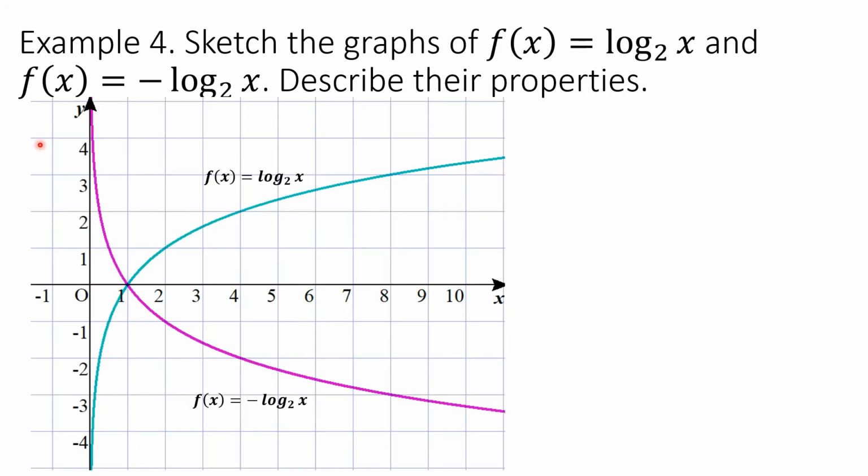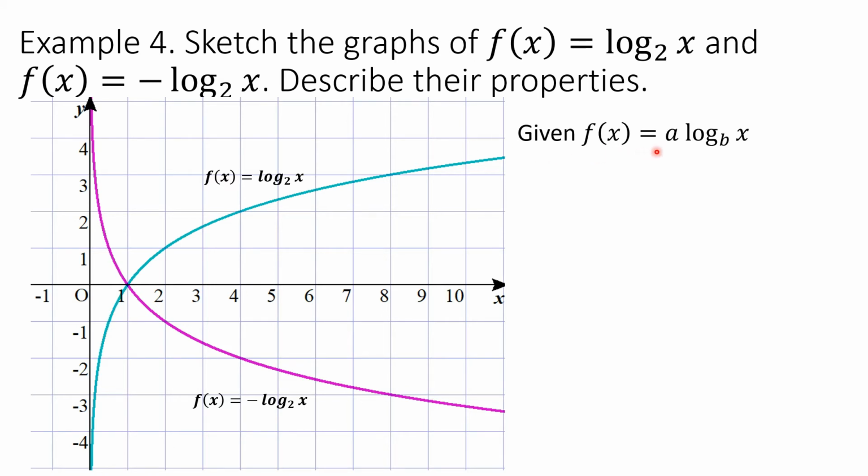Okay, these are the graphs of the functions in example 4. Again, the blue curve is for f of x equals logarithm of x to the base 2. That is when a is positive, and when a is negative, the graph looks like this, the purple curve. Okay, what are their properties?